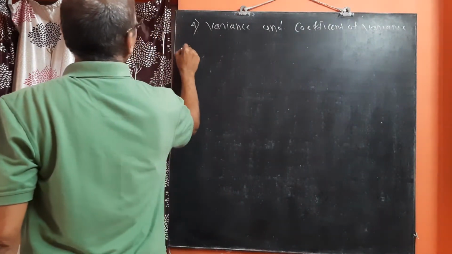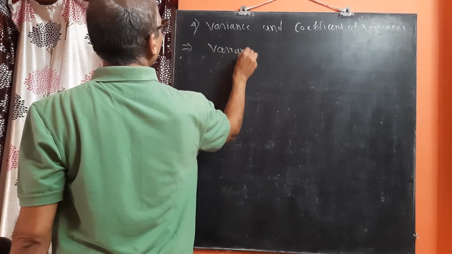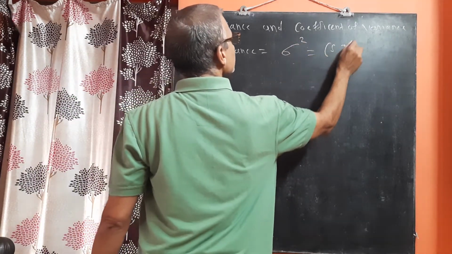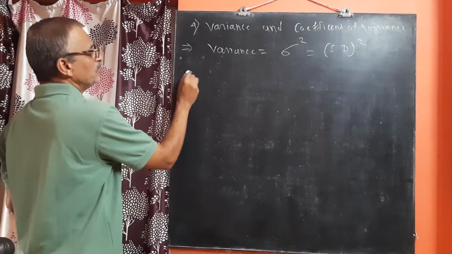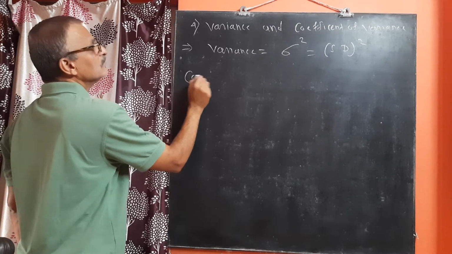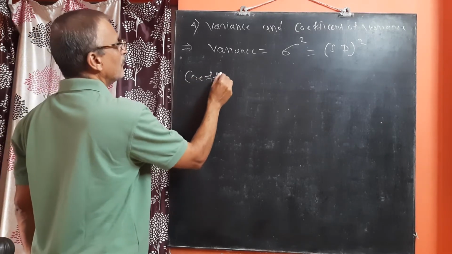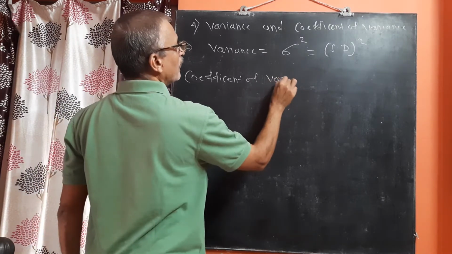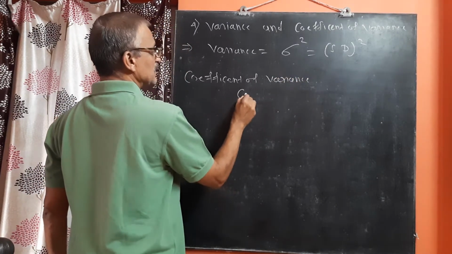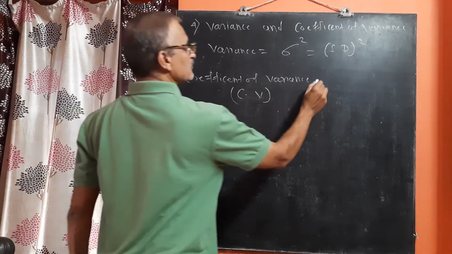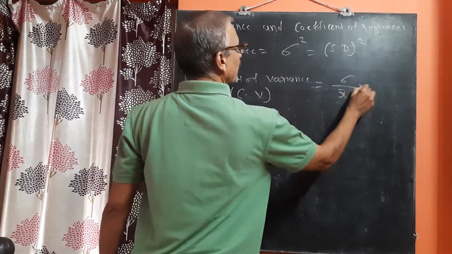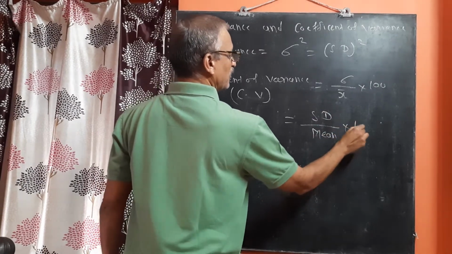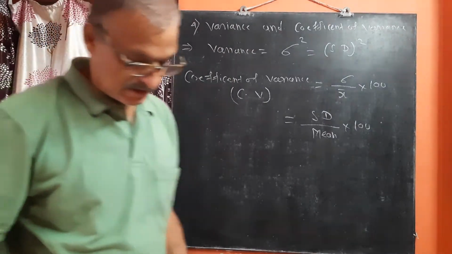Now here variance is equal to sigma square, that means standard deviation square, and coefficient of variation is denoted by C.V. Coefficient of variance means CV is equal to sigma upon x bar into 100, that means standard deviation divided by mean into 100.